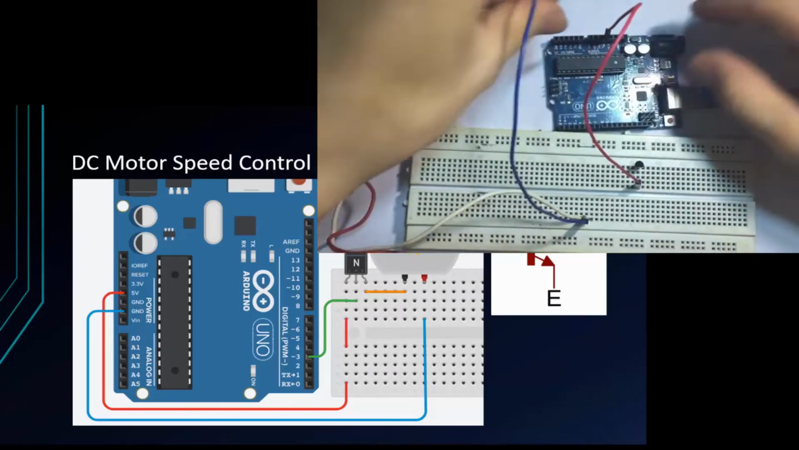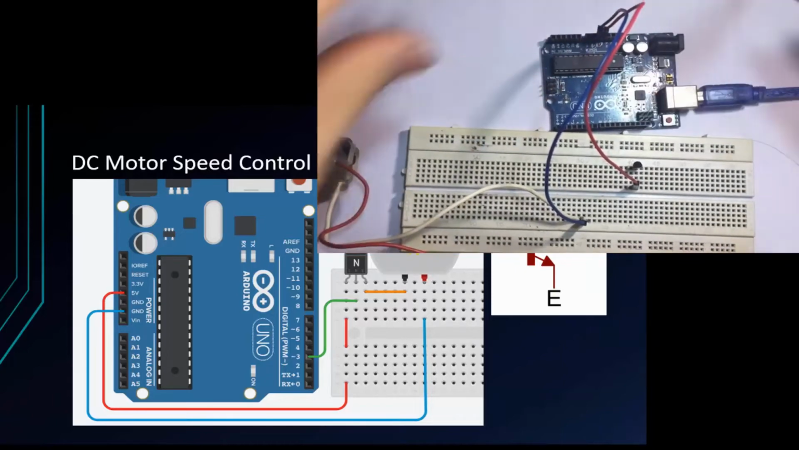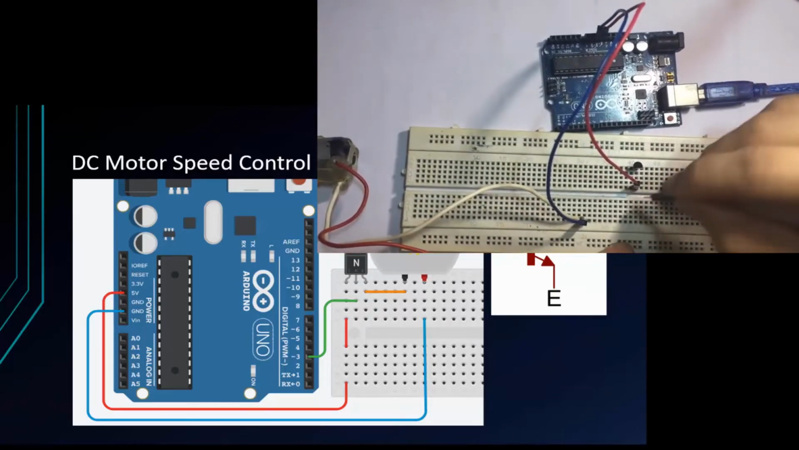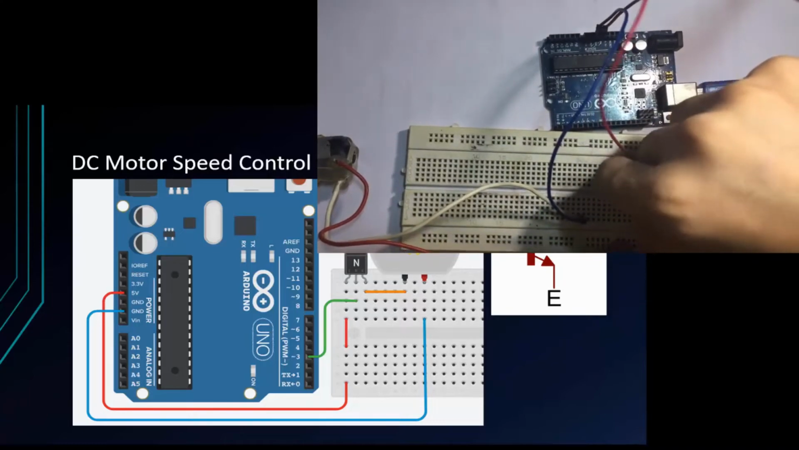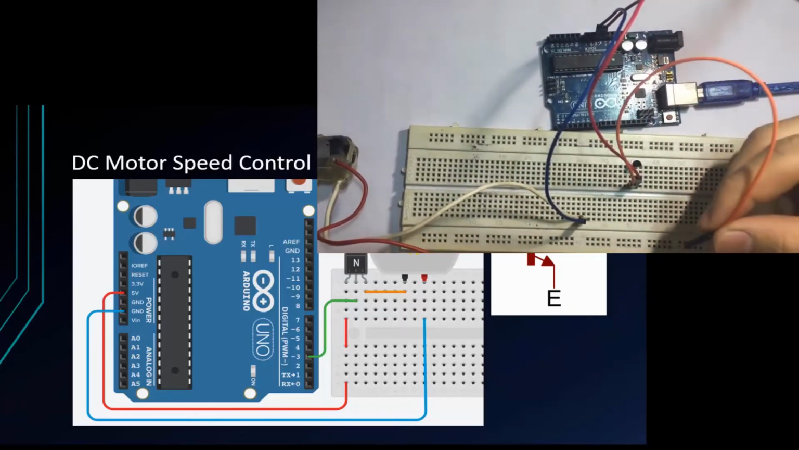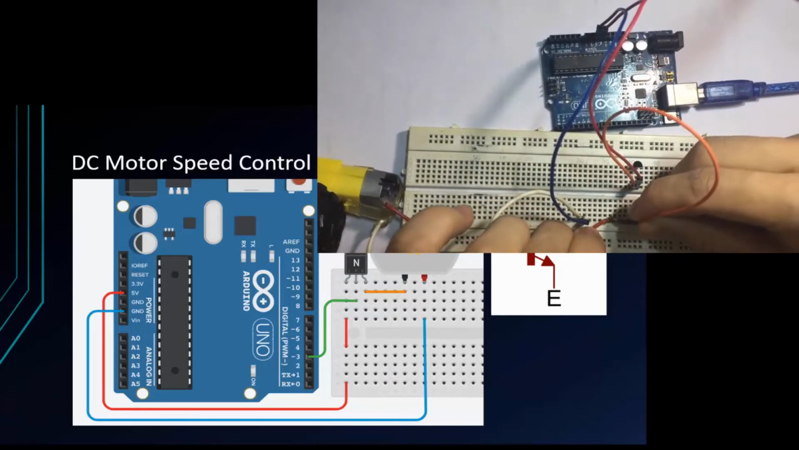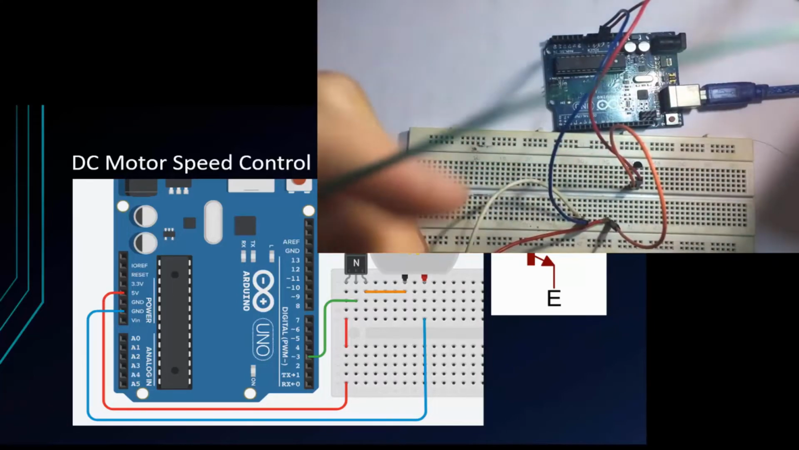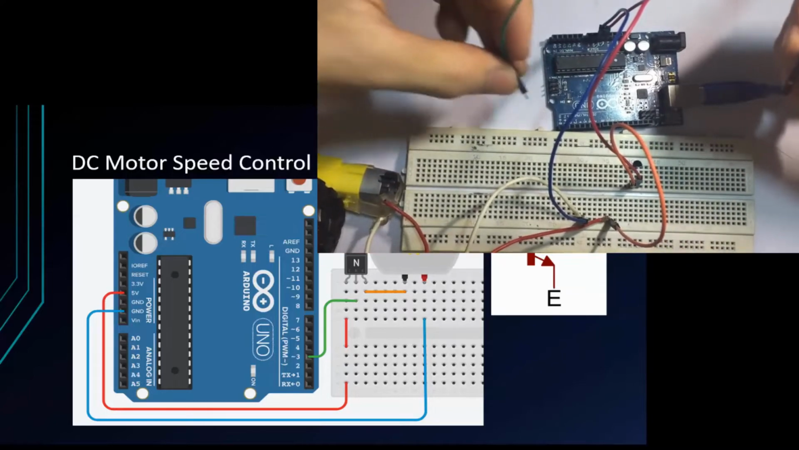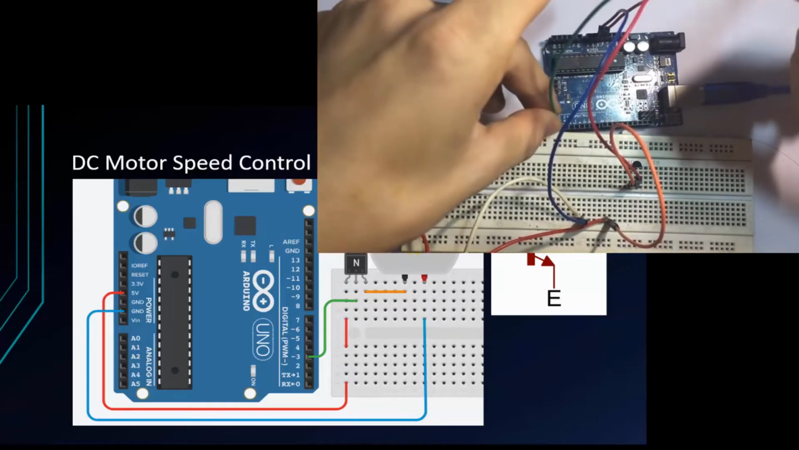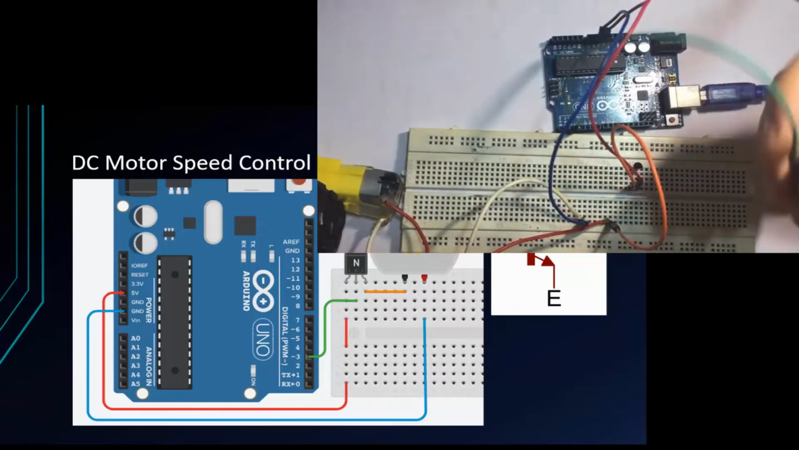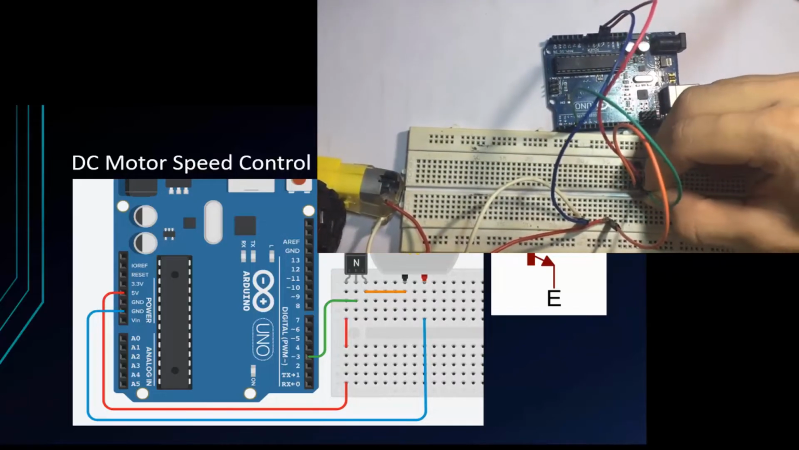Okay, ground to motor. Next we connect the emitter to motor. The emitter is orange and the last one is green. Green for the signal. I will connect to the pin 3. Okay, now we connect to base.